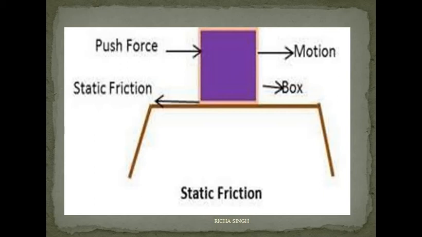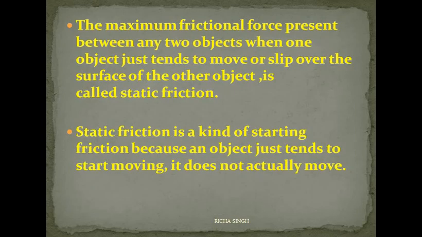Here again you can see there is a box, and a push force is being applied. So which friction is acting? It is static friction. The box is just about to move. The force is required to move the box. So what is static friction? It is the maximum frictional force which is present between two objects when one object just tends to move. It has not moved, but it is just trying to move or slip over the other surface.